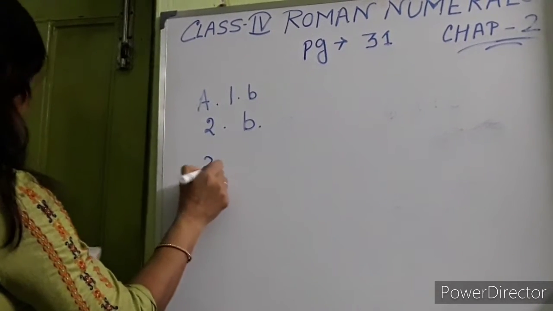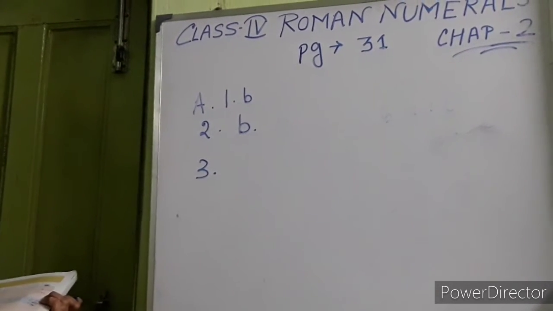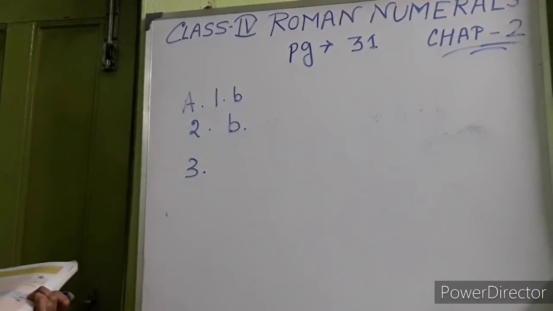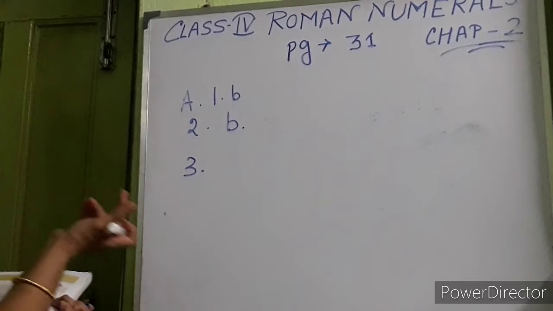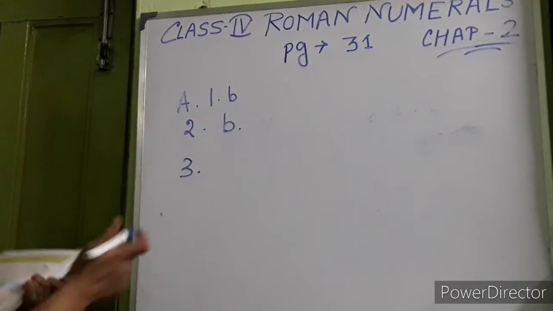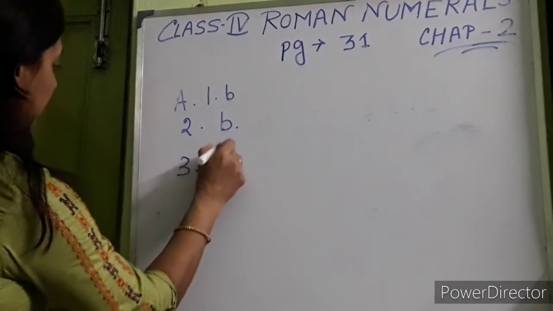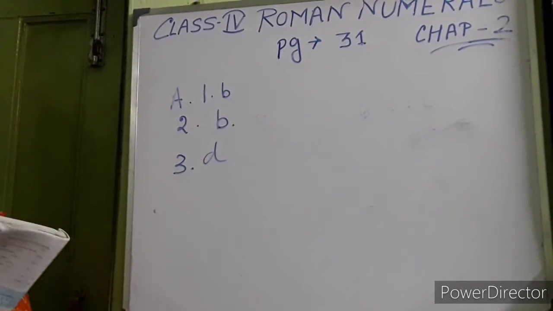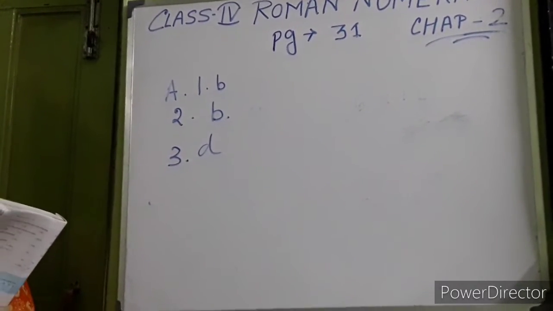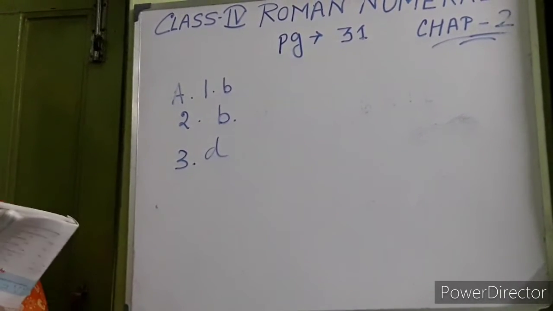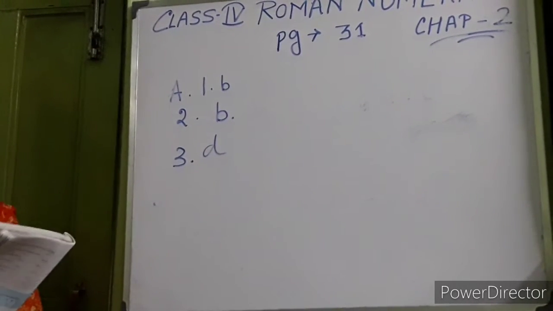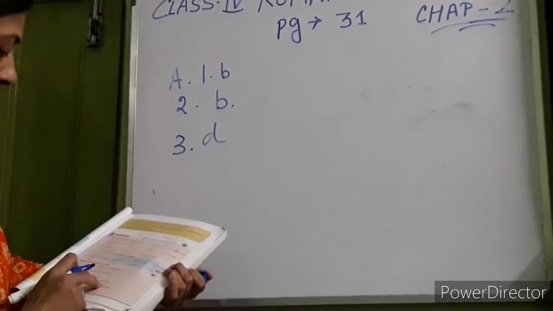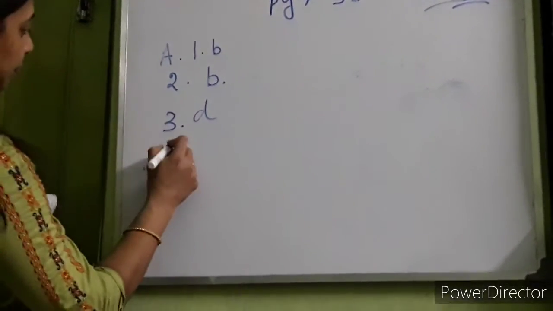Now 3. Which of the following is meaningless? A is correct, 25. B is also correct, 33. C is also correct, 36. So D is meaningless because here X is present 4 times. You cannot repeat X more than 3 times. You can repeat X 3 times only. So here the repetition is 4 times, so this one is incorrect.